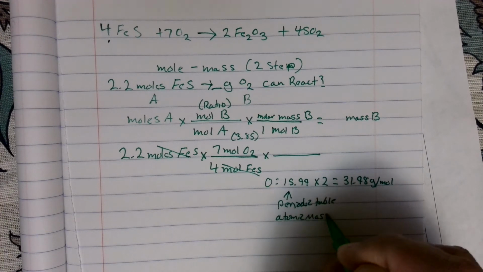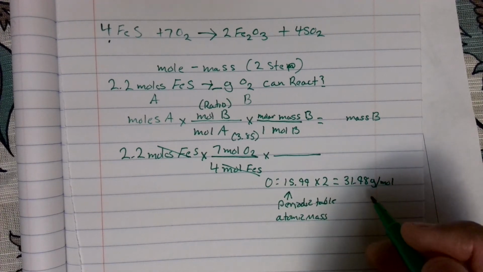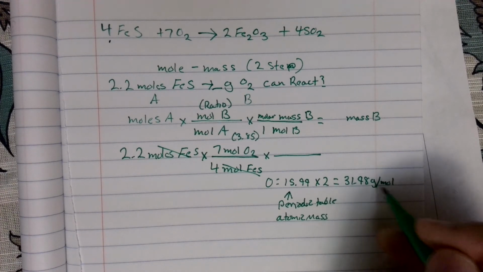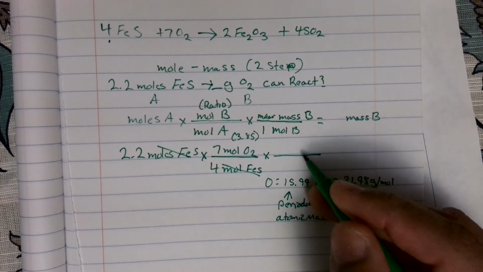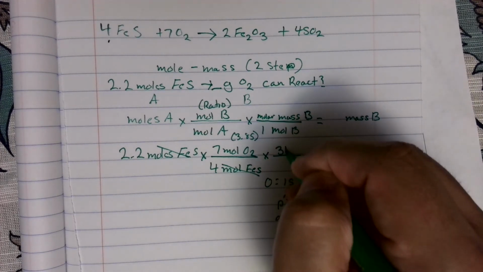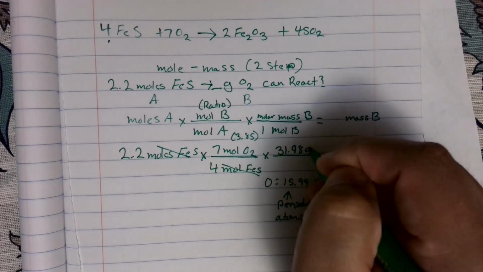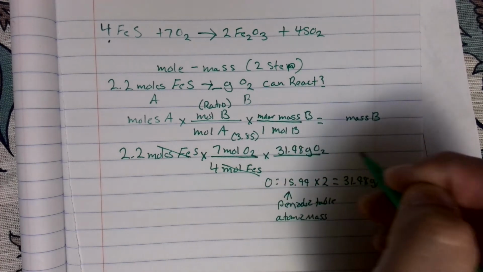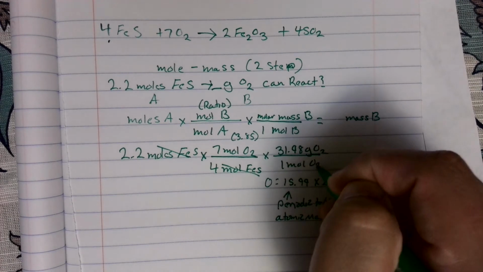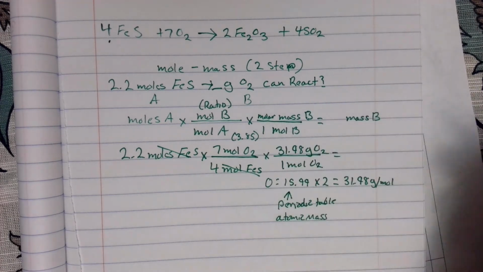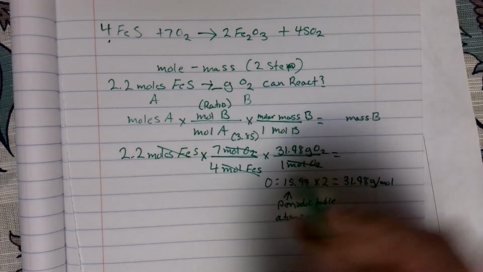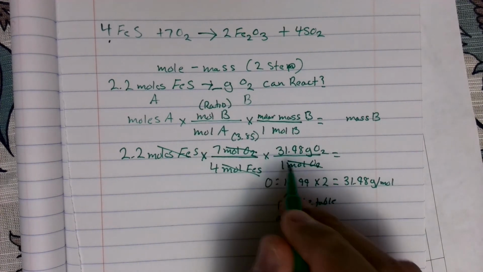Okay, so from there, now we have the molar mass. That's 31.98 grams of oxygen per every 1 mole. We would just move that over here and write it out as a full ratio. So 31.98 grams of O2 is equal to 1 mole of O2. And then when you multiply that out, now look what cancels. The moles here and the moles there are dividing each other, so they're gone.